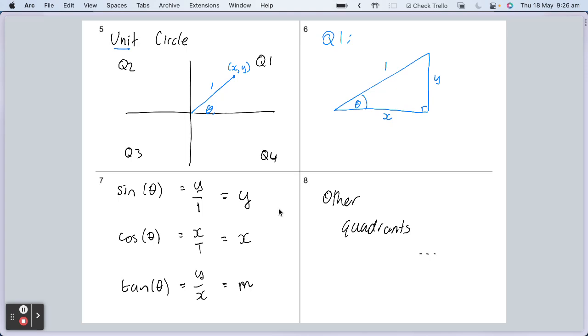Okay with that so far? Sorry, Tian? There's only one line in the unit circle. Yes, so the hypotenuse line. Yep. Okay, good question. Thank you. Alrighty. Other quadrants then.